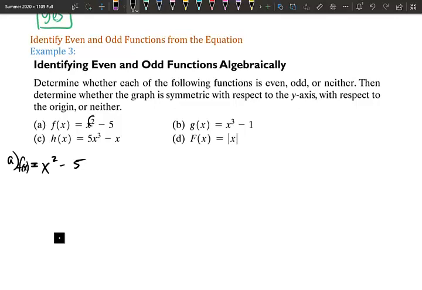So if we look at the exponent, it's a 2. 2 stands for even. That's an even number. So I'm going to test even. I'm going to test it with y-axis because that's what it is. Even is y-axis. And remember, y-axis, we switch the x. So we have y equals negative x squared minus 5. We simplify to get y equals x squared minus 5.